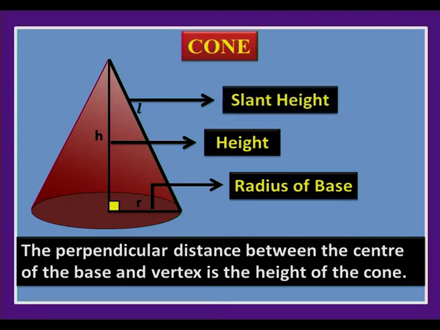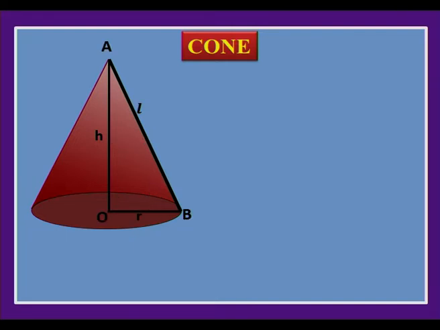So children, you need to be very particular in this case because we have two heights. One is the slant height, the other one is the normal height. Normal height is nothing but the perpendicular distance, whereas the slant height is inclined at a certain angle. Okay children. Now let us consider the slant height L, the vertical height H and the radius R. Now does this have any relationship between them?